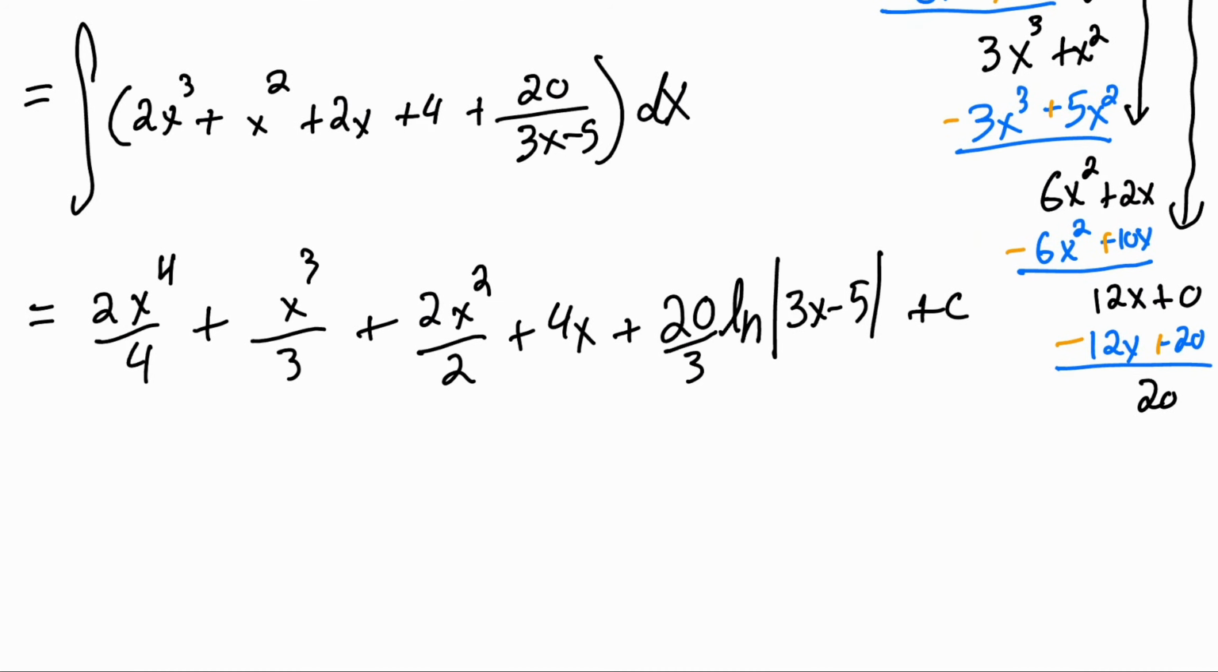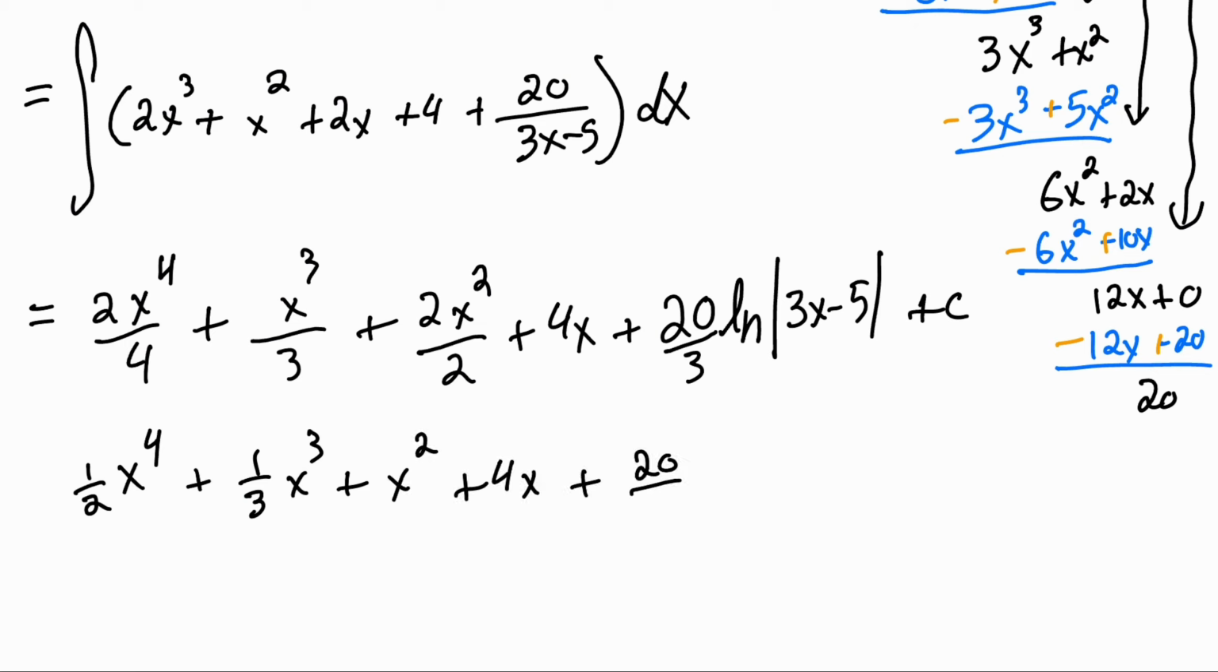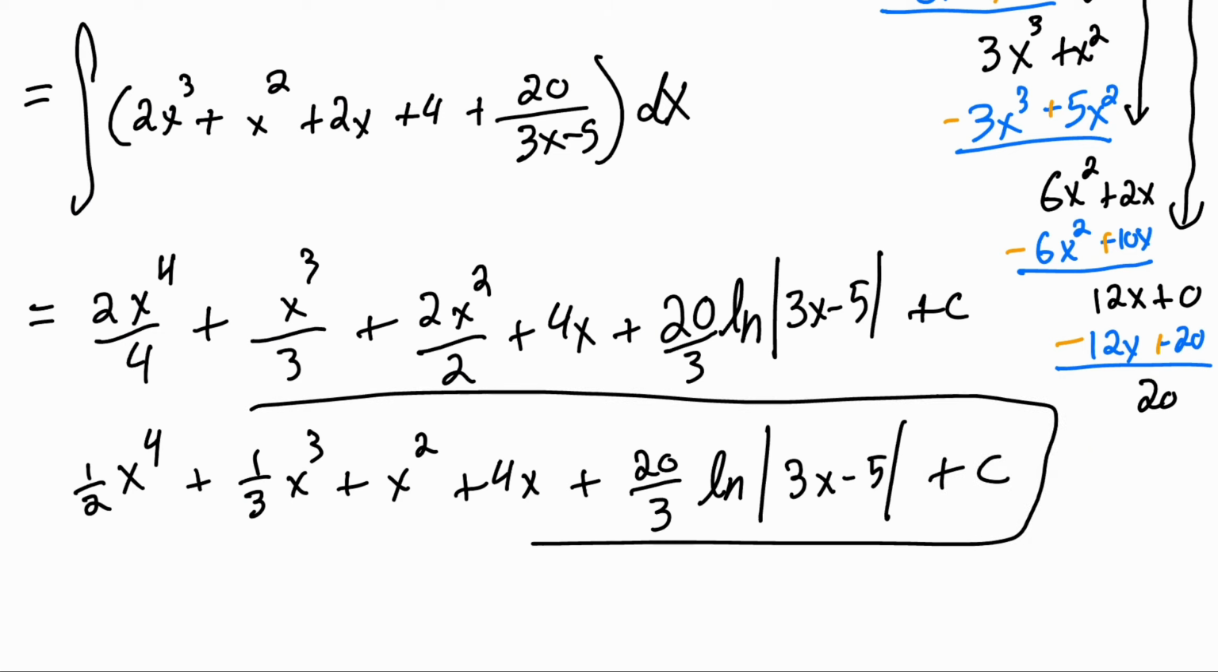Now finally simplifying this problem, we're going to end up with 1/2 x to the fourth plus 1/3 x cubed plus x squared plus 4x plus 20/3 times the natural log of the absolute value of 3x minus 5 plus c. And that would be our final integral. So yeah, listen, yes, a lot going on, but ultimately once you divide it, it becomes a much simpler integral to work with.